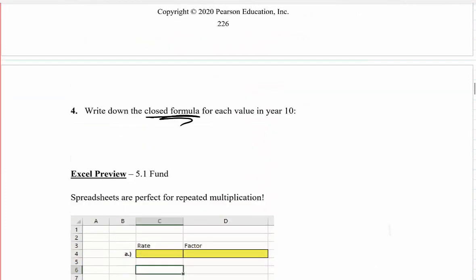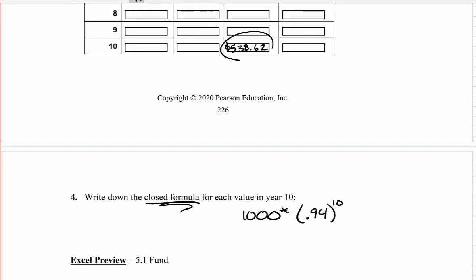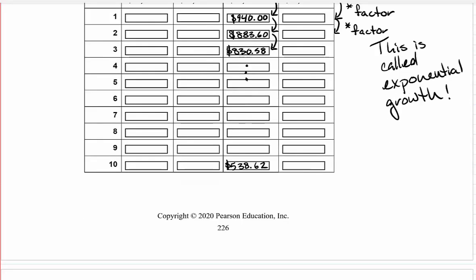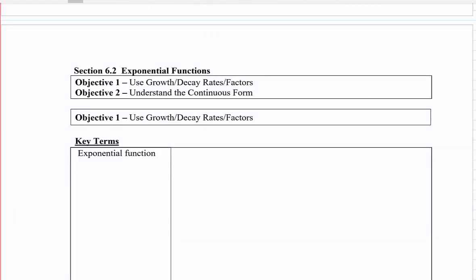So, oops, I went too far. So you start with 1,000 and you multiply by the factor, which in this case was 0.94, to the 10th power. That's what I would have for my rate of negative 6%. You need to do that again for the other rates. So this is only for the negative 6% rate. You need to try it for the other rates. And then if we move on here, we can move on to section 6.2.